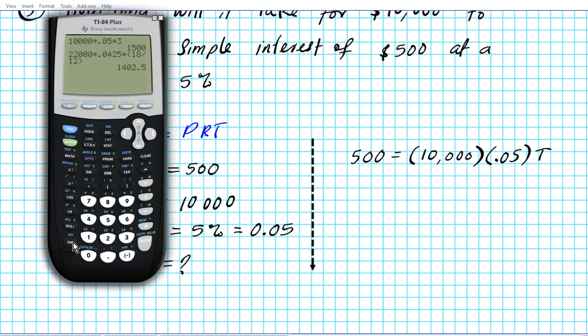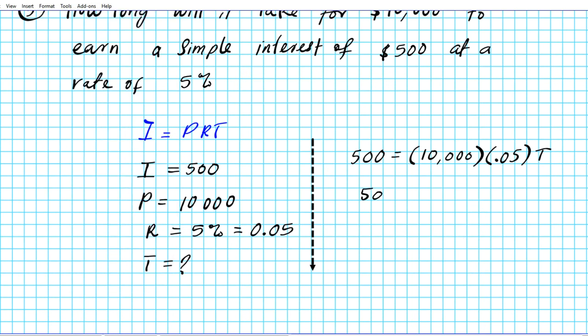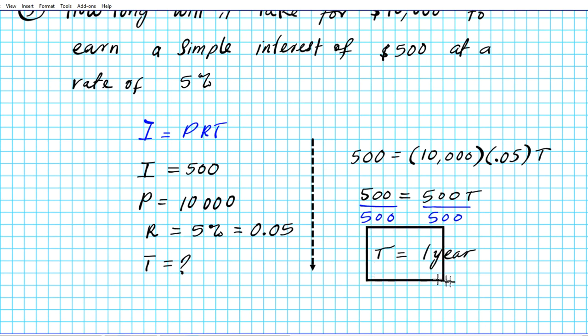If we multiply 10,000 by 0.05, that gives us 500. So we have 500 equals 500t. To get t by itself, we'll divide both sides by 500. And that will give us our t value. T is 500 over 500, which is 1 year. So it's going to take you 1 year to earn 500 if you start with 10,000 with a simple interest rate of 5%.